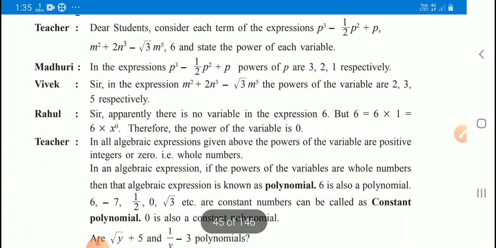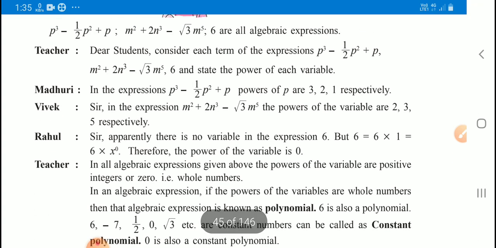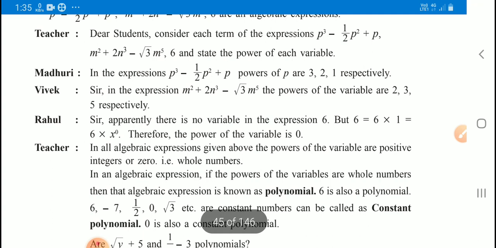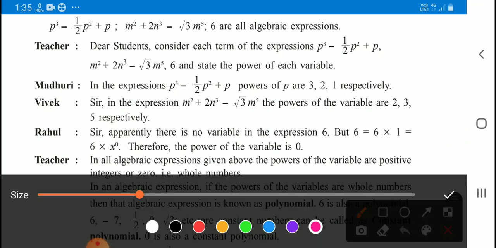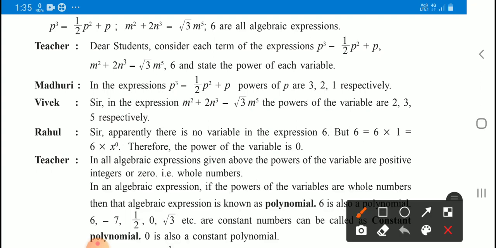You know how to state the power of each of the variables. The power or exponent we write above the variable. So Madhuri says in the expression p cube minus 1 upon 2p square plus p, the powers of p are 3, 2 and 1 respectively. Here you can see that, look here, they have given the powers. P's power is 3 here, then this is 2, and with nothing written the power is 1.